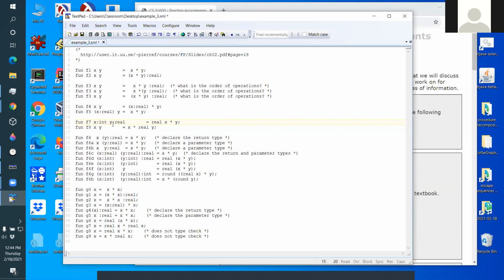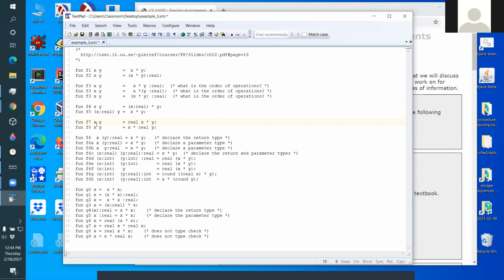That's interesting. We got a mixture. X must be int and Y must be real. Because that forced X to be an int, the output of that expression is real. Real times real must be real. So I got int, real. Notice that that's not obvious.